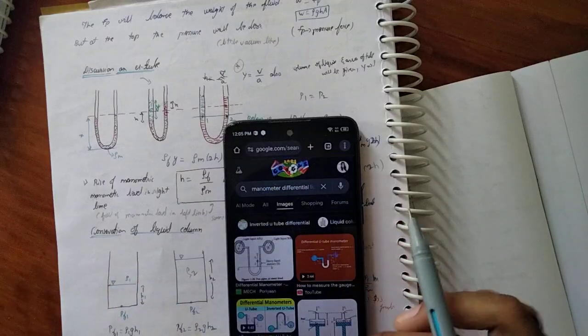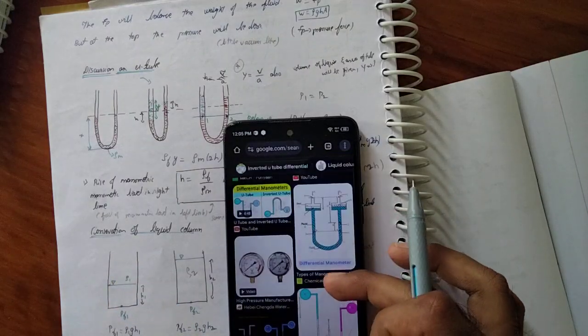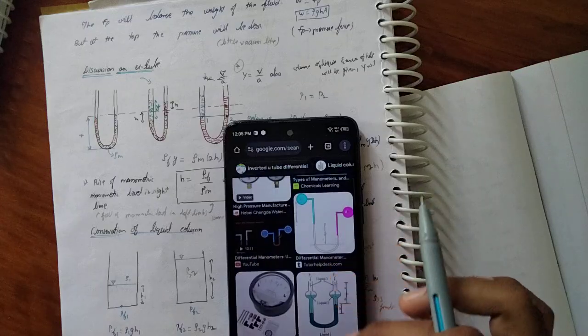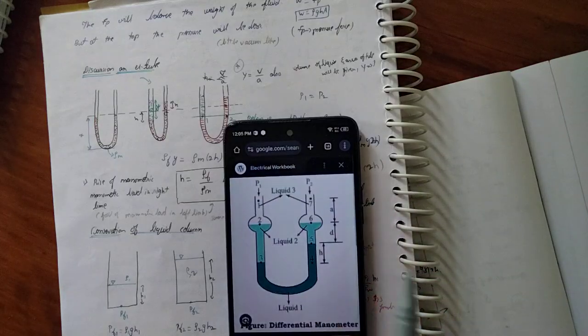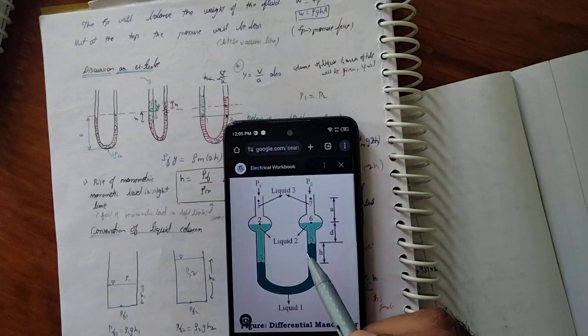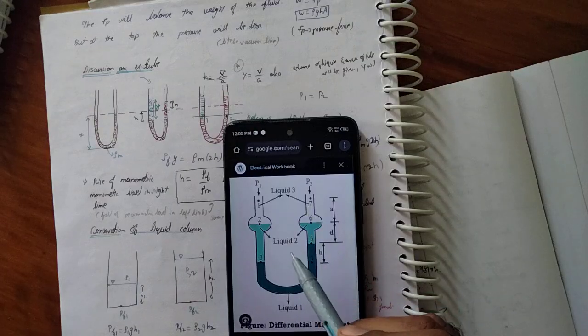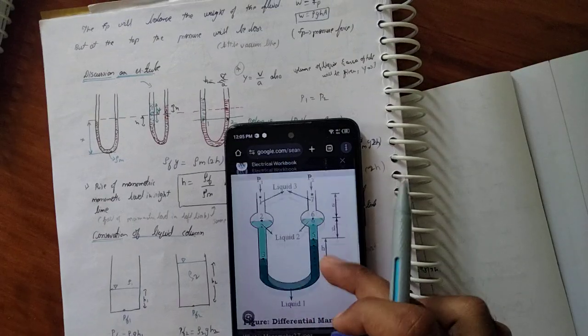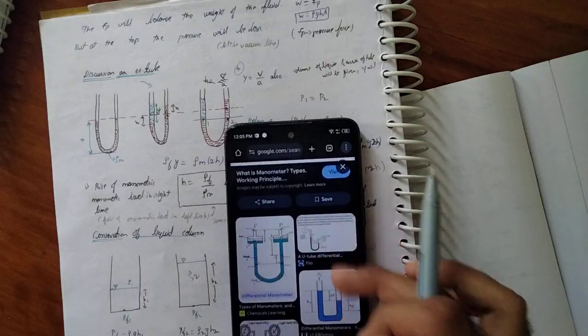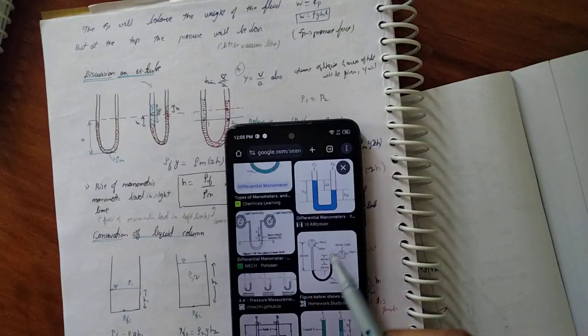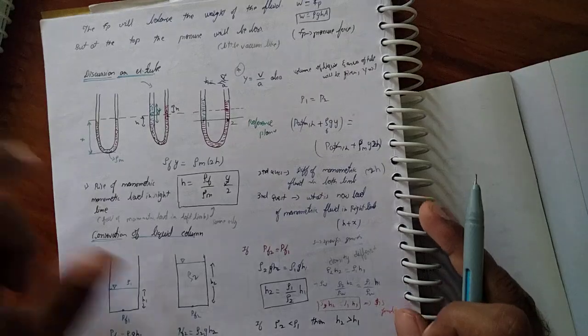Differential liquid, not different liquid. Okay, this one is a good thing. You can see here the liquid is other, here the bottom liquid is other. You can see there are three types of liquid: liquid 1, liquid 2 and liquid 3. So this is a kind of smaller basic explanation. See each and everything. The same kind of thing is being taken here.